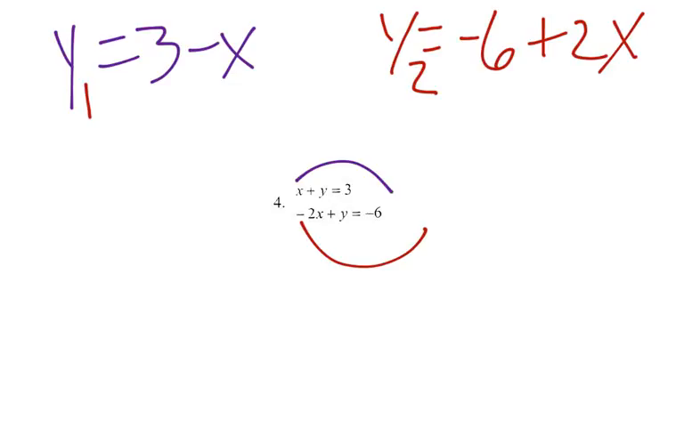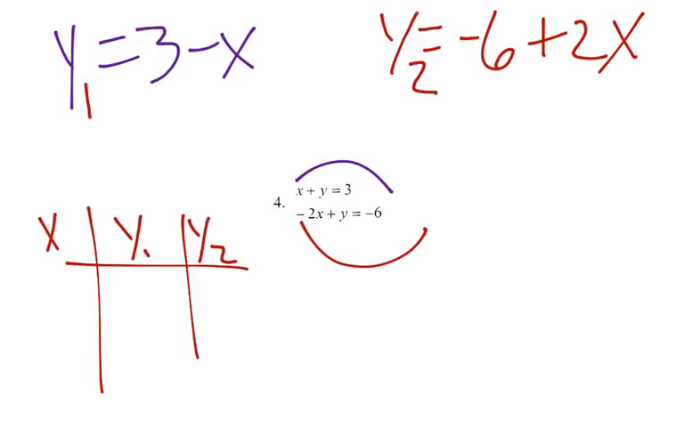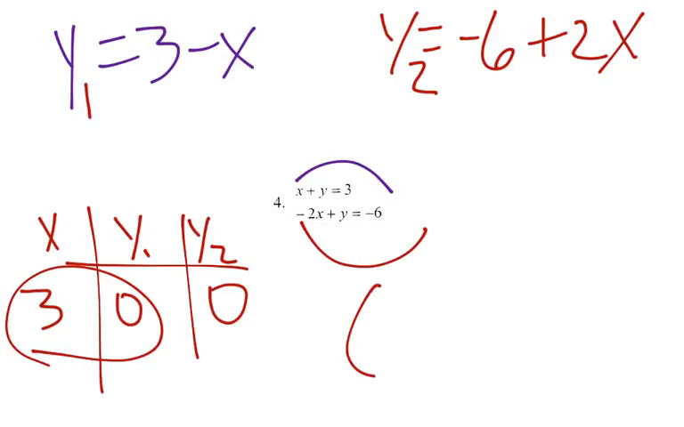So you go to y1, you clear out what's there, and you say 3 minus x. You go to y2, clear it out, negative 6 plus 2x. You're going to do second table, pulls up your table. You're looking for where the y value is the same. Where you're going to find that on this table is going to be at this point that looks like this. The y's are both 0. You use the x and the y to write your answer. Your solution is 3, 0.